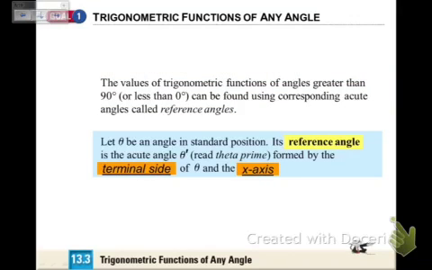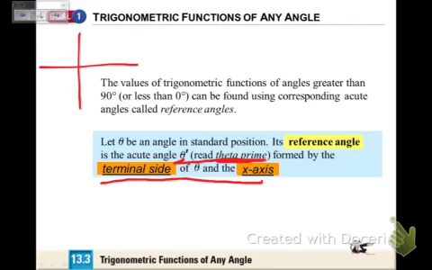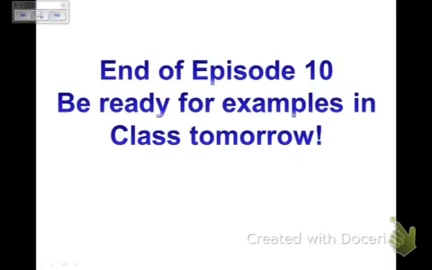Basically, it's the acute angle, called theta prime. So when you hear reference angles, it is theta prime. It is formed by the terminal side of theta and the x-axis. So if I was to draw one here, my regular angle would be like this. There's my regular angle. My theta prime then would be right here with the x-axis. We'll talk about that more tomorrow, but just to get an idea that a reference angle is an acute angle formed by the terminal side and the x-axis is key.